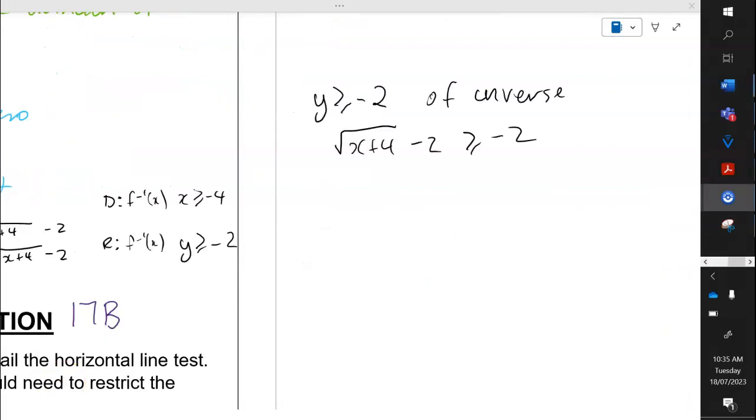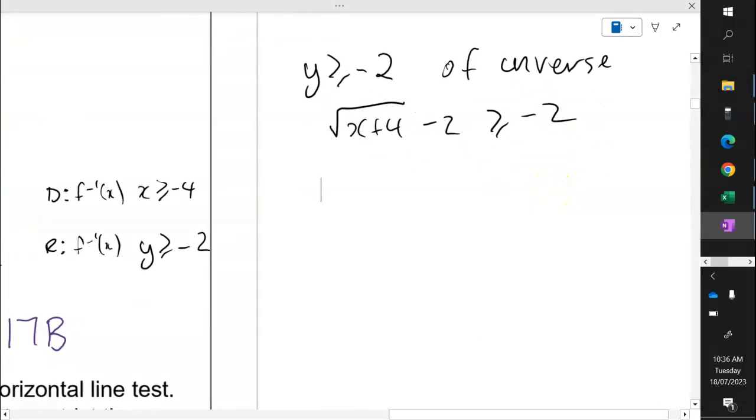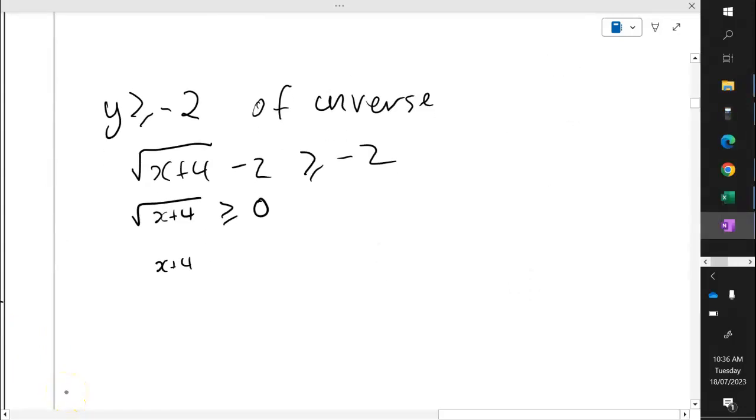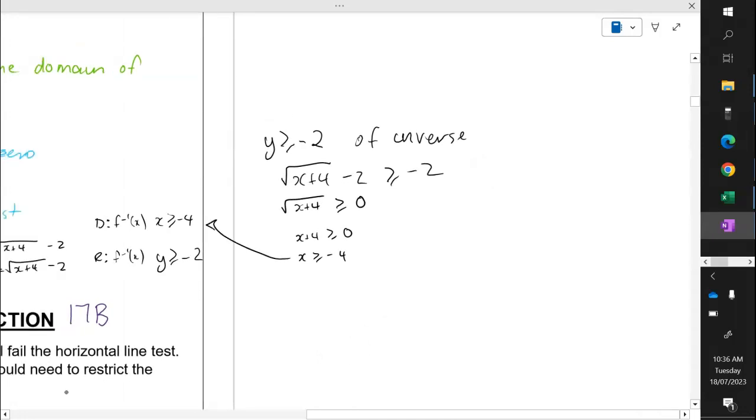If we didn't have a graph already done to work that out, and we know that our inverse range is y greater than or equal to -2, then we can just get our inverse function, the square root of x plus 4 minus 2, which we worked out over here, and pop that as our y, greater than or equal to -2, and solve for that. So we've got the square root of x plus 4; add 2 to both sides, that's greater than or equal to 0. We square both sides, x plus 4 is greater than or equal to 0. Take 4 from both sides, x is greater than or equal to -4, which was the same as we got for our domain from the graph.